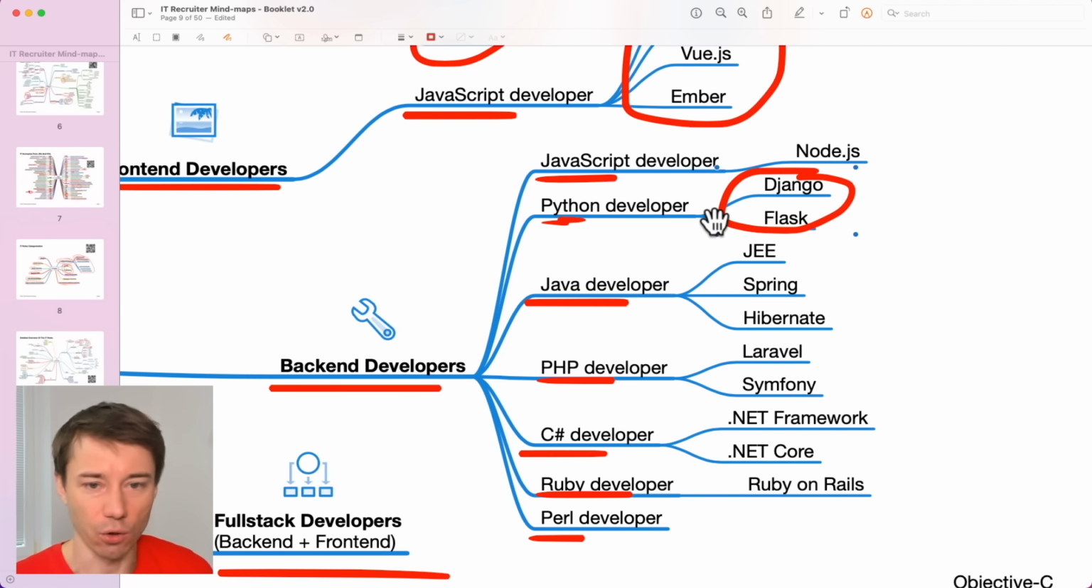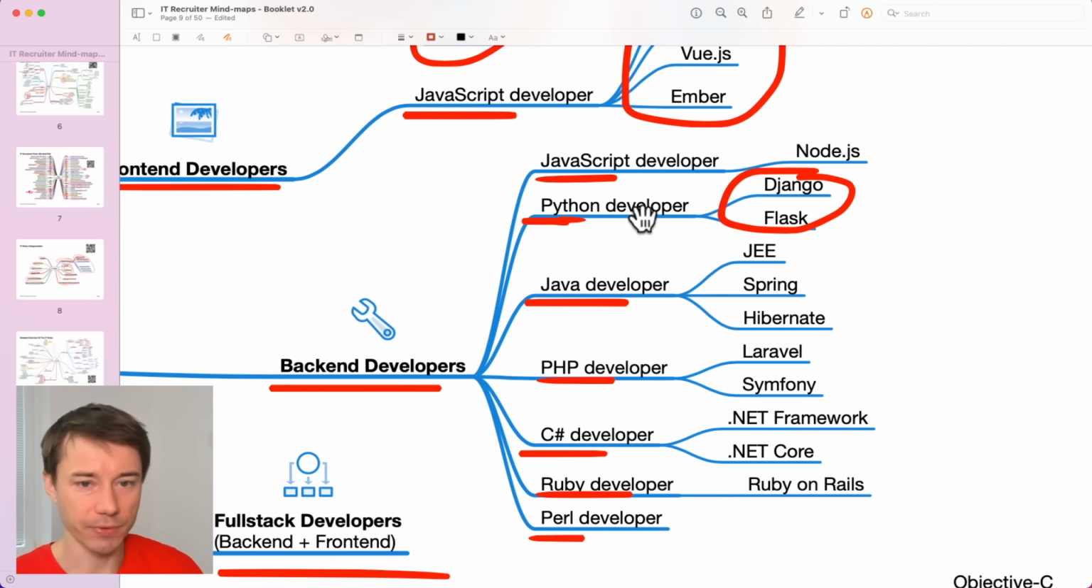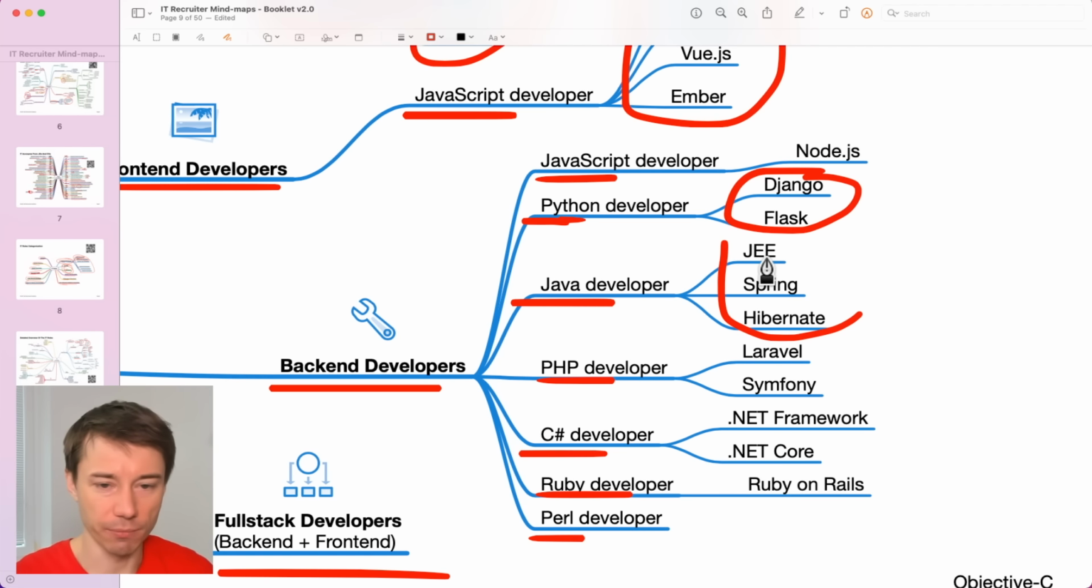For example, when a developer works with Python, they would choose either Django or Flask framework to start a new project. When a developer uses Java, well, then they would use either J2EE framework or set of APIs, or Spring framework. They could use Hibernate also to connect to a database more effectively. So there are different frameworks that these IT professionals can use to simplify their work on a daily basis. They don't have to start from scratch all the time.